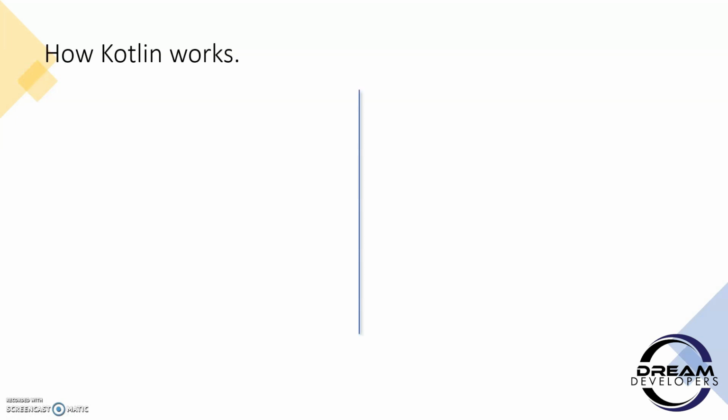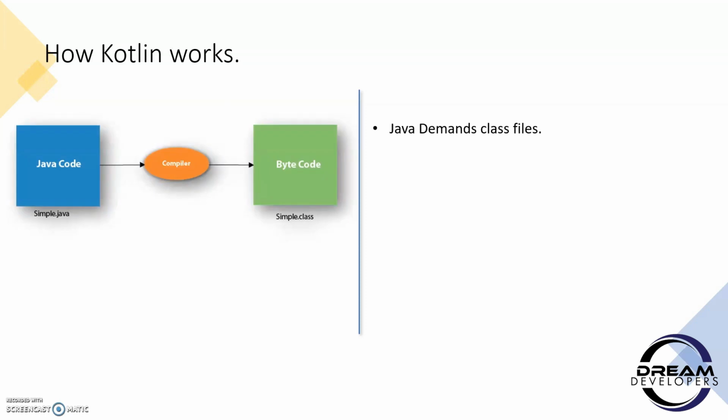In order to execute any Java code, the JVM simply demands a class file. First, Java code is compiled and converted to the class file. This class file is executed by the JVM at runtime. In case of Kotlin, it also requires a JVM at runtime, similar to Java, to execute its code, because it is a more powerful version of Java, and it also needs the JVM to execute the code.